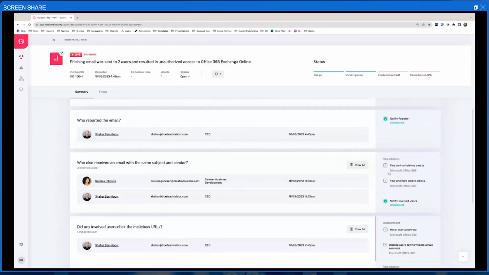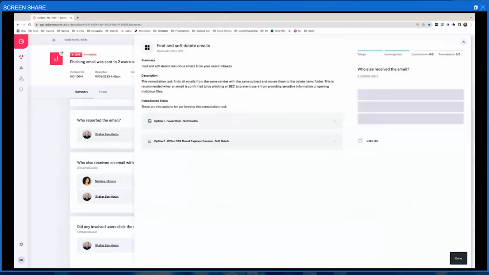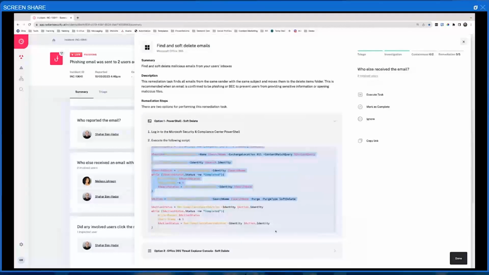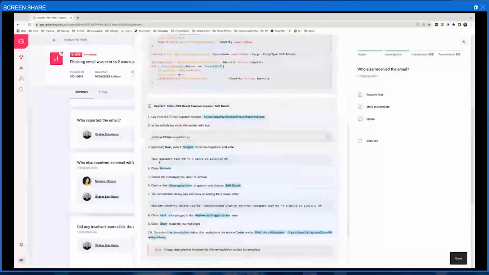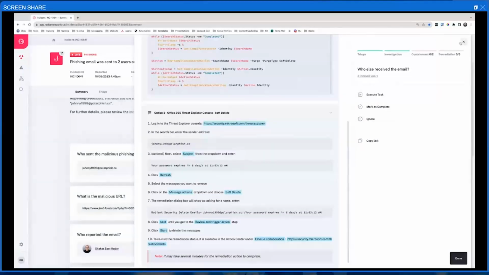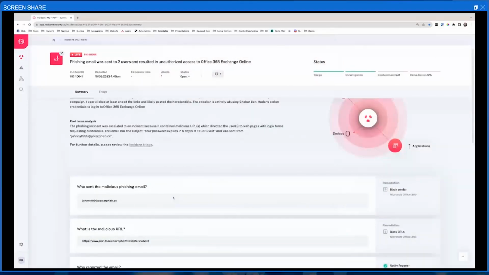If you click in here, you're given a set of instructions. So if you want to do this in PowerShell, you've got a pre-populated PowerShell. If you want to do it in the UI, you can do that. Or you can just click execute task. This makes it super, super easy. And if you execute task, we'll take care of the rest. So you come in here as an analyst, you look at your vastly reduced number of alerts, you know exactly what happened, and at the click of a button, you can automate the response.